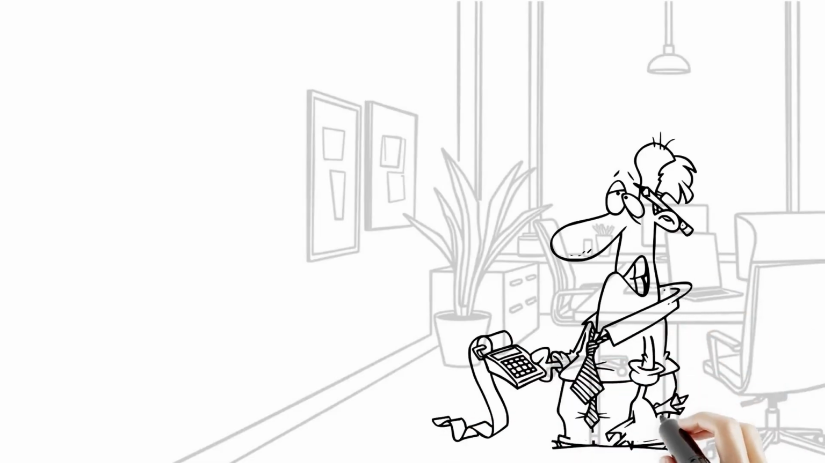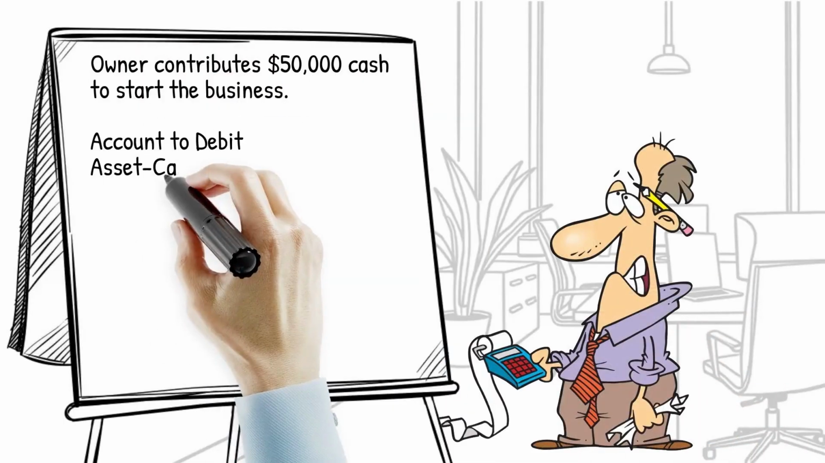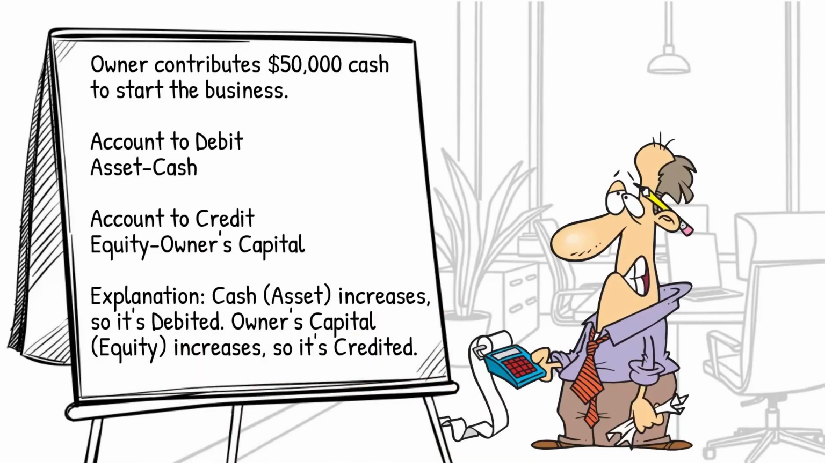Owner contributes $50,000 cash to start the business. Account to debit: asset, cash. Account to credit: equity, owner's capital. Explanation: cash asset increases, so it's debited. Owner's capital equity increases, so it's credited.